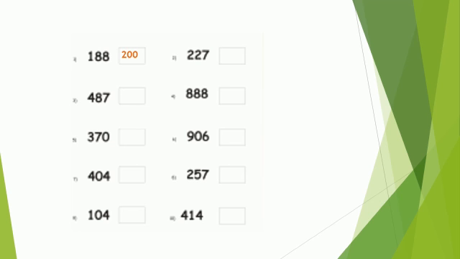Next, 487. That means 400 to 500. And what is the midpoint? 400 to 500. The midpoint is 450. 87 is more than 50. That's why it becomes 500. Next, 370. The number line is from 300 to 400. If the number line is 300 to 400, what is the midpoint? The midpoint is 350. So 70 is more than 50. So it becomes 400.